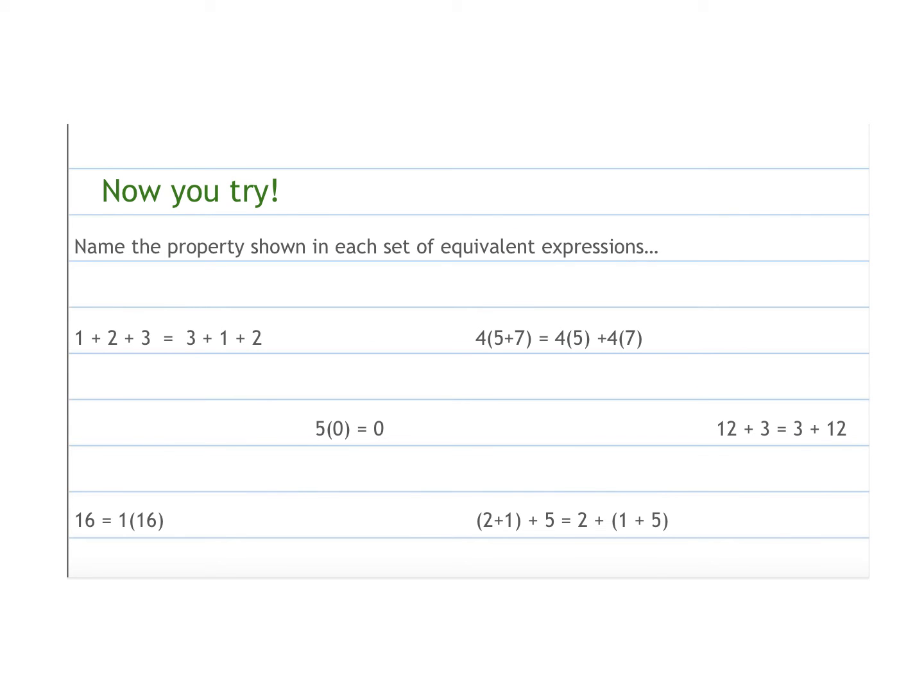All right, we are going to now try these problems where we are trying to name the property that is shown. So they have the examples. I want you to pause, write the example down, and the property that's being shown. The first one, 1 plus 2 plus 3, and now they're changing the order to 3 plus 1 plus 2. That is the commutative property of addition. That's where we can change the order of the numbers, but it does not change our answer.